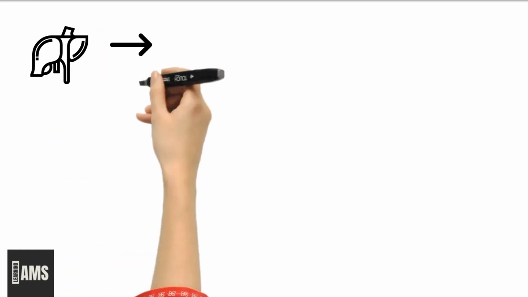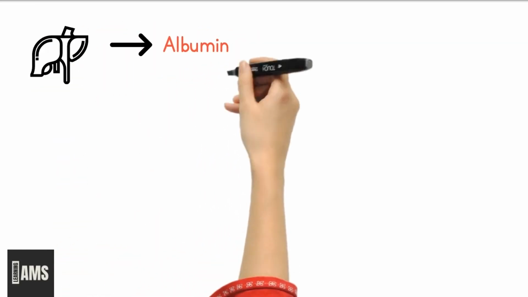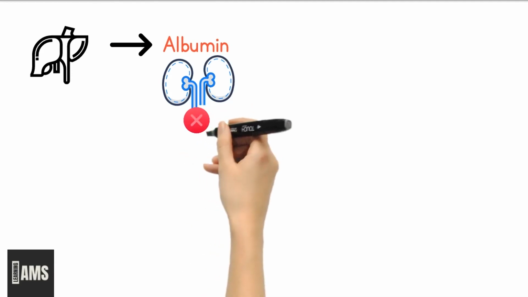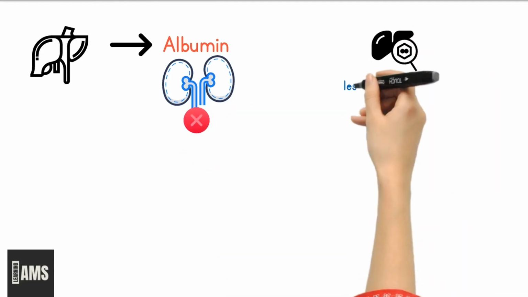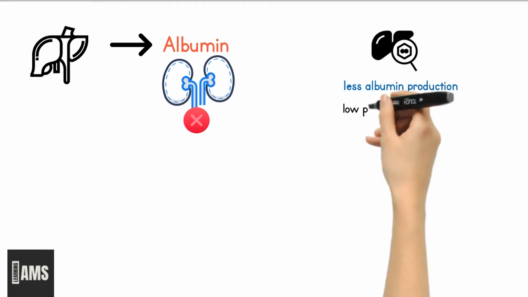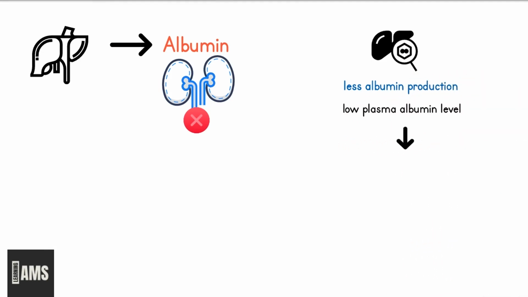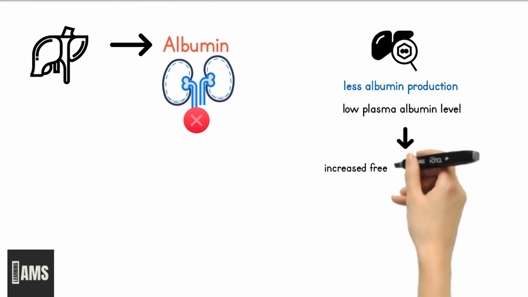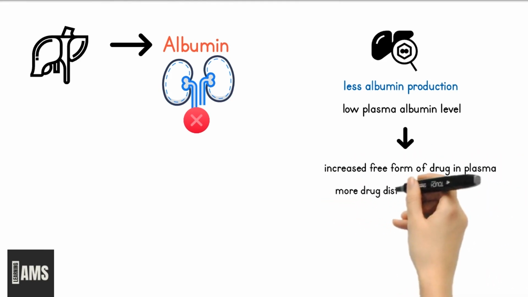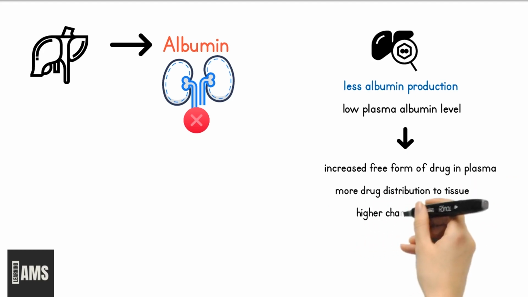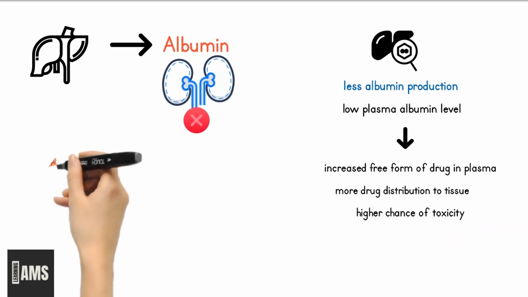Liver produces albumin, and it is prevented by kidneys from excretion. In patients with liver disease, albumin production will be less and plasma albumin level also will be reduced. It leads to more free drug available in plasma, more tissue distribution and high chance of toxicity.